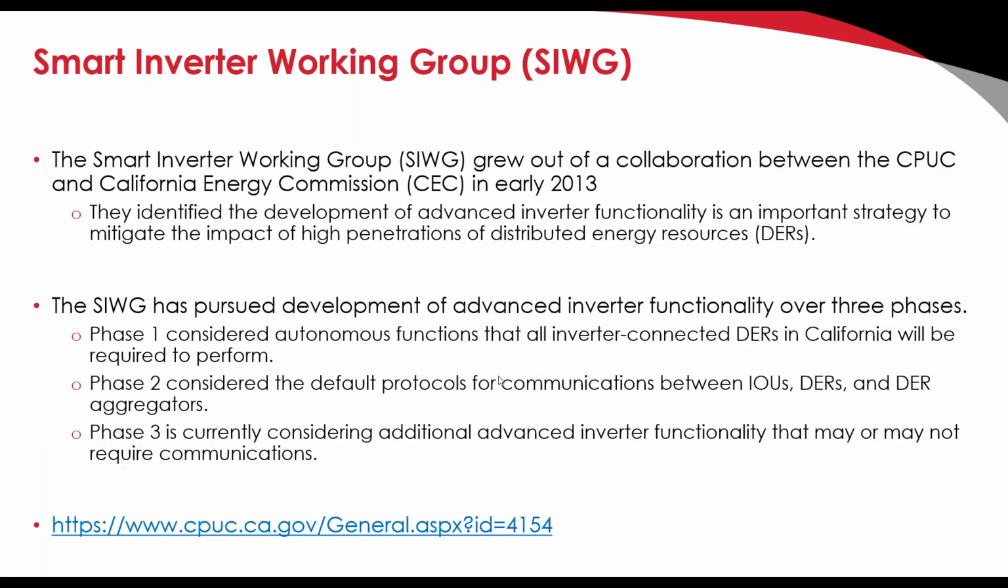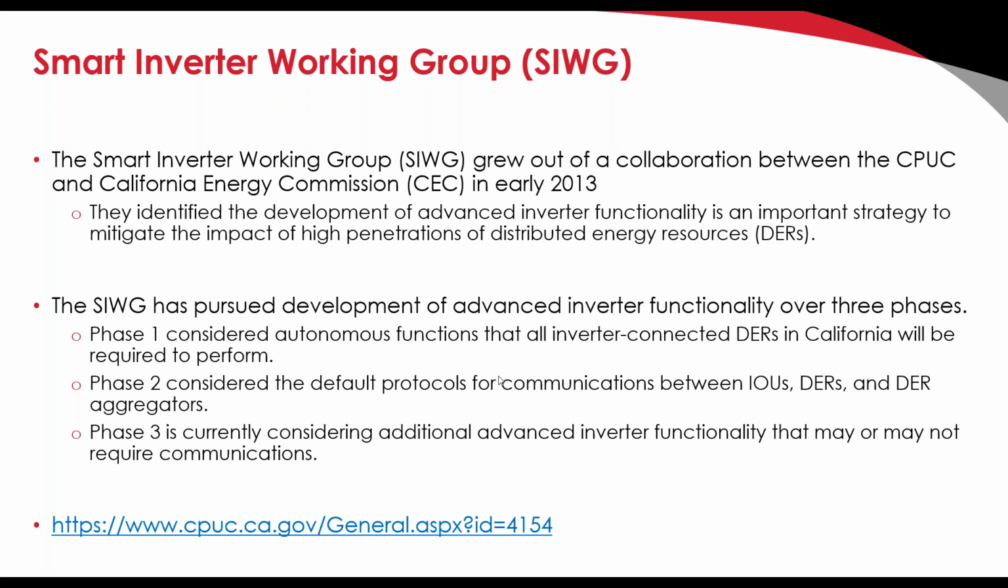So how do we get here? We got here through the Smart Inverter Working Group, or SIWG. That grew out of a collaboration between the California Public Utilities Commission and the California Energy Commission way back in 2013. And we identified that the development of advanced inverter functionality is an important strategy to mitigate the impact of high penetrations of distributed energy resources.